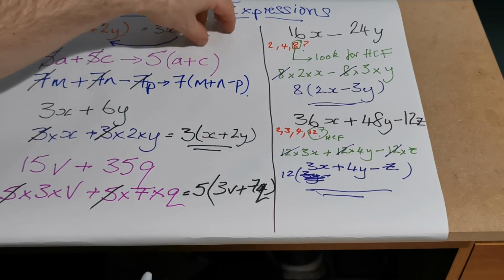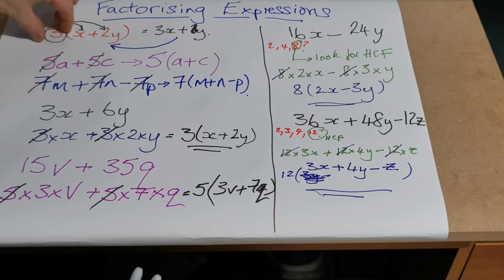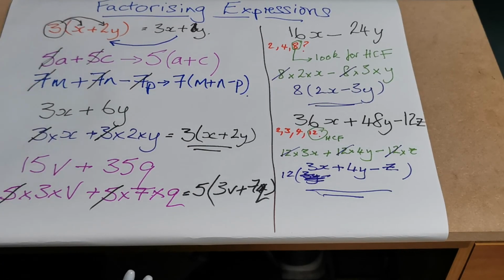Taking out of the bracket, as opposed to expanding and putting back in the brackets, is factorising, because we're looking for the common factor outside, and an extra special thought is to look for the highest common factor.